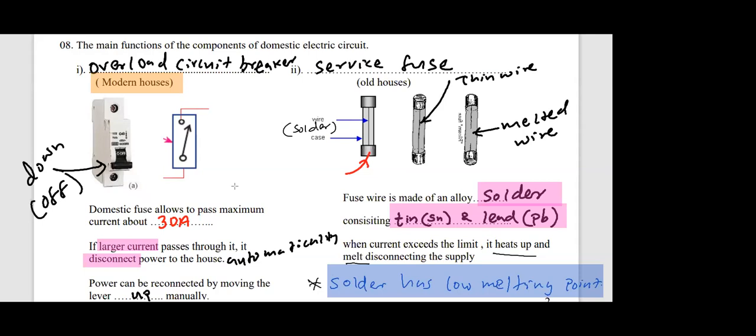Okay. Any questions? That's all, you are still copying down. Okay.